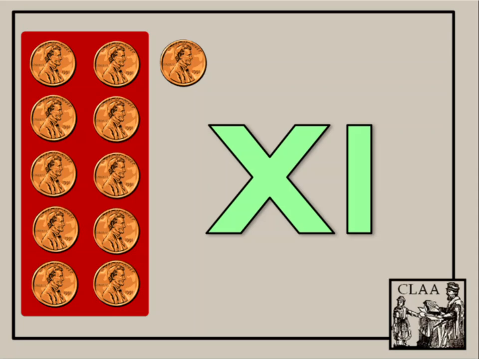We see the symbol X or decem, which marks the number of 10. There is 1 penny left over, and you see that marked with the unus next to the decem. This is the symbol for the Latin number undecim, which in English we call 11.